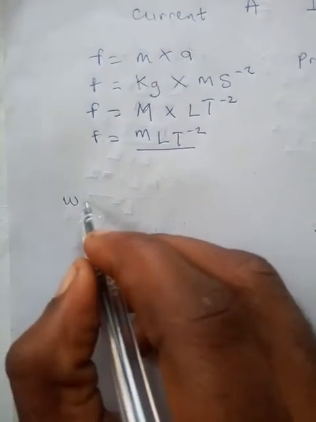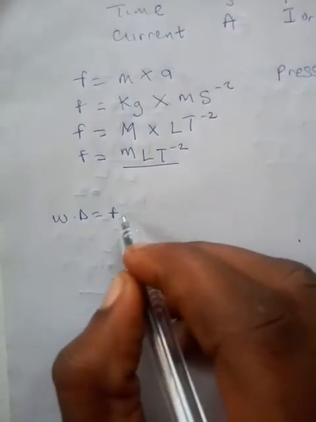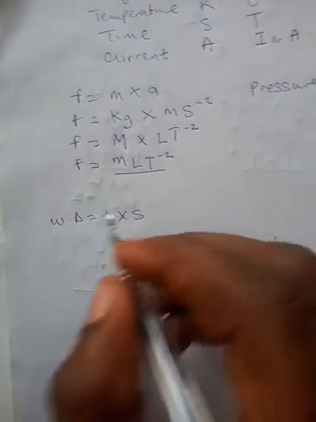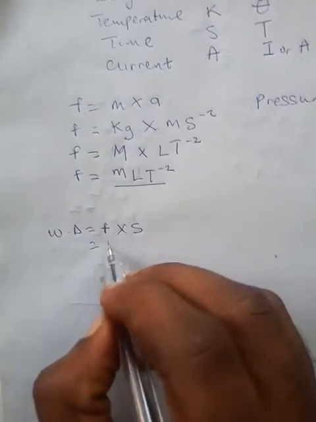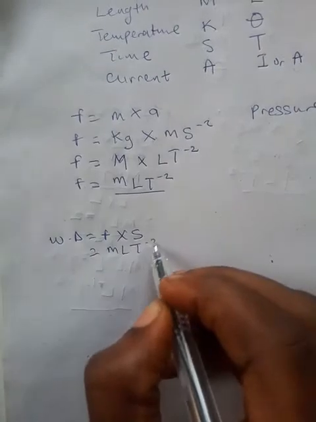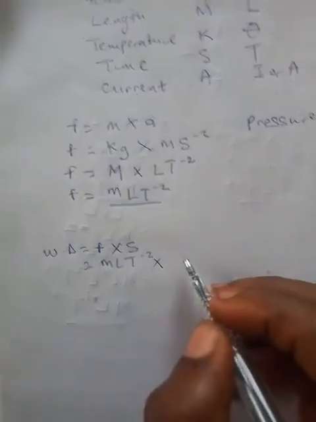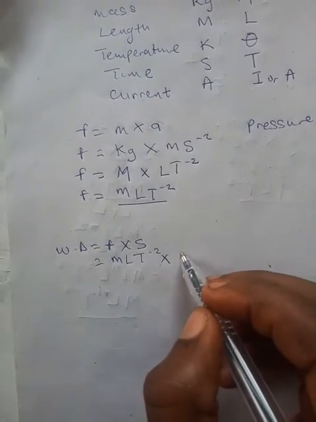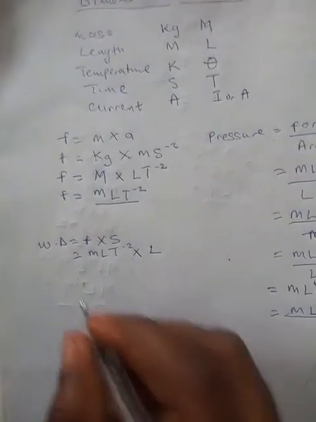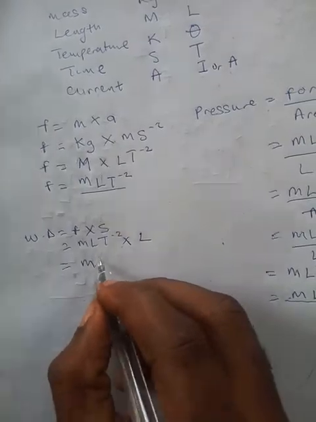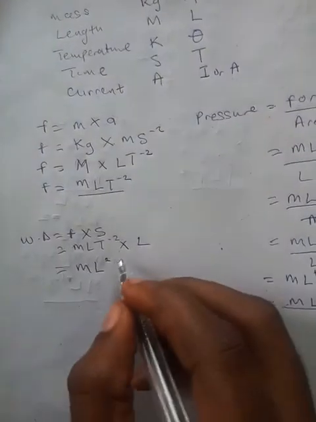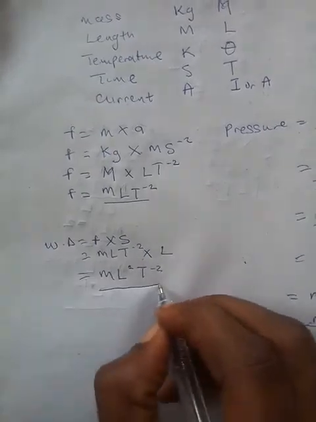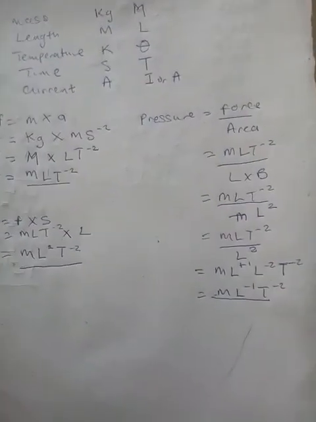Let's also try one extra: work done. Work done is equal to force times distance. Our force, as usual, is MLT minus 2, times distance, which is length, meters, so L. So we're going to add them up. L becomes 2, 1 plus 1, and this is minus 2. So this is the dimension for work done. This is very easy.